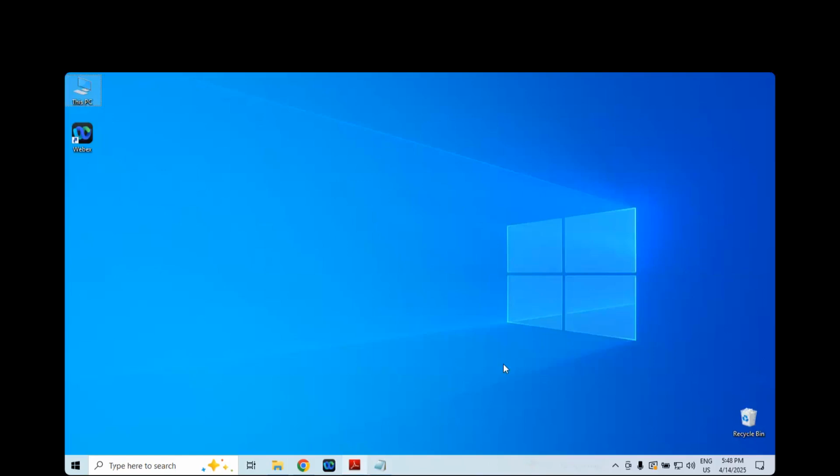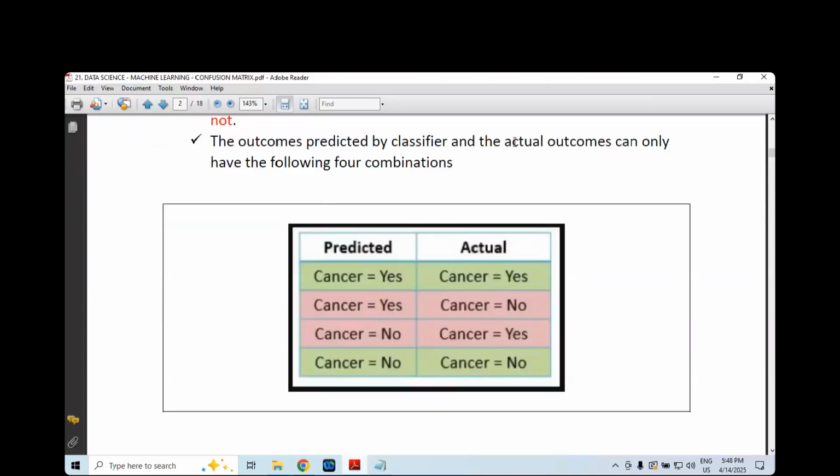But where is the problem? Let me tell you. Frankly speaking, in the yes and yes combination there is no problem, and in the no and no combination there is no problem at all. Where is the problem? It is in these other two combinations. Seriously, there is a problem. Let me explain what kind of problem. Make a note on this one.